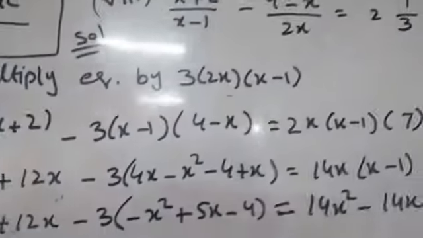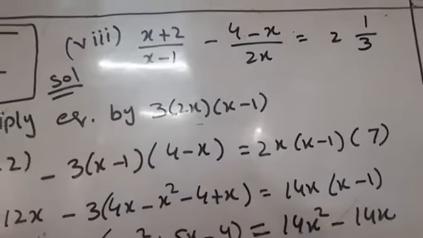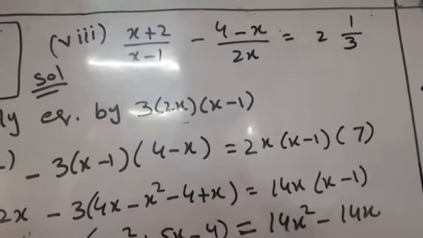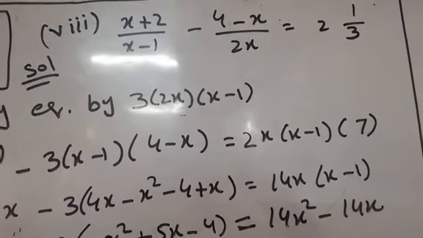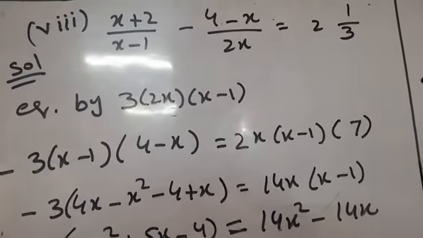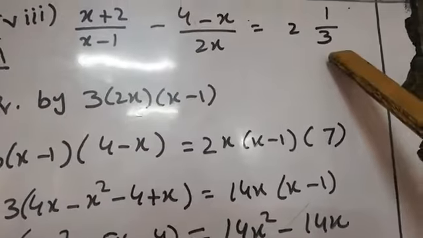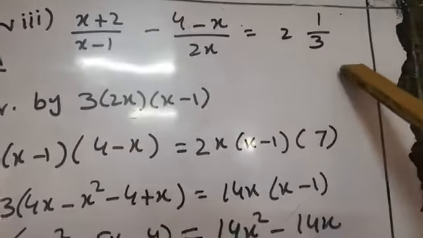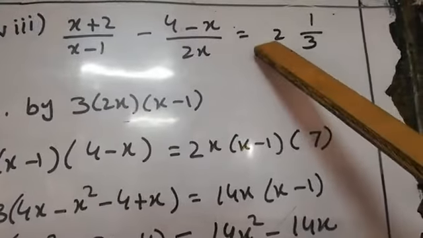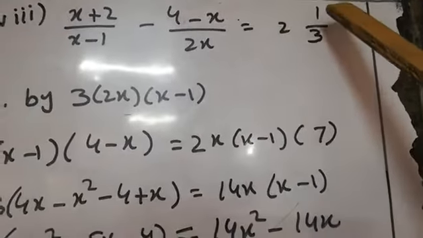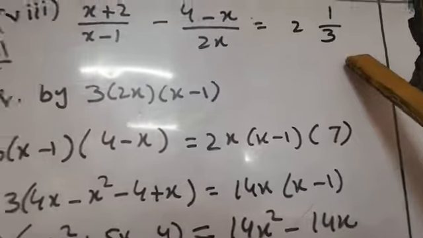Now we will move to the last part of this exercise, part number 8. x plus 2 divided by x minus 1 minus 4 minus x by 2x is equal to 2 whole 1 by 3. This is a mixed fraction. So 3 2s are 6, 6 plus 1 is 7. So this will become 7 by 3.